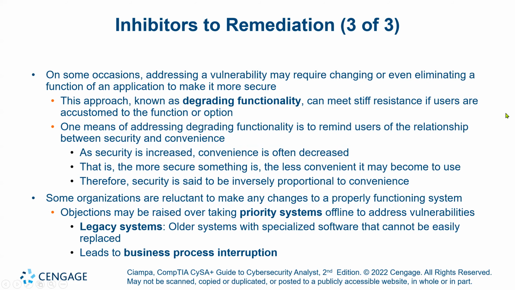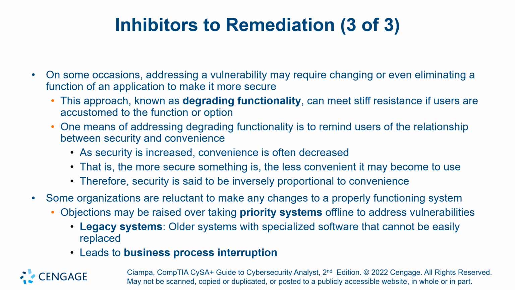On some occasions, addressing a vulnerability may require changing or even eliminating a function of an application to make it more secure. This approach, known as degrading functionality, can meet stiff resistance if users are accustomed to the function or option. One means of addressing degrading functionality is to remind users of the relationship between security and convenience. As security is increased, convenience is often decreased. That is, the more secure something is, the less convenient it may become to use. Therefore, security is said to be inversely proportional to convenience.